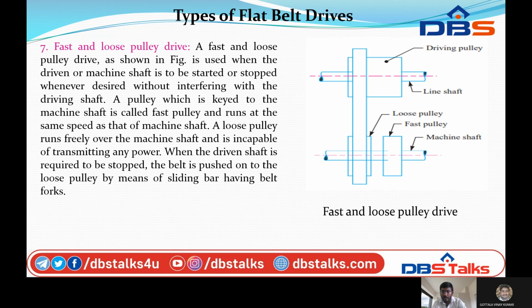It will be changed with a to and fro motion, so the machine shaft will change with the to and fro motion. The first one is a loose pulley, and the second one is a fast pulley. The line shaft will rotate at high speed. So these are the types of flat belt drives used in different machineries.